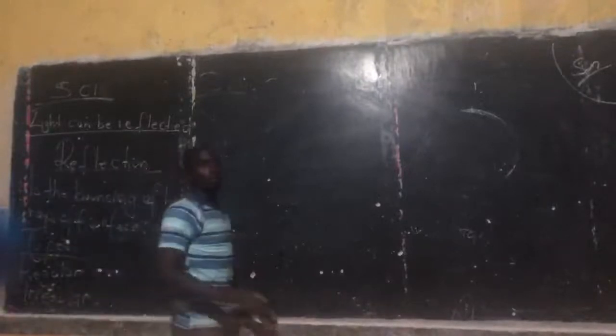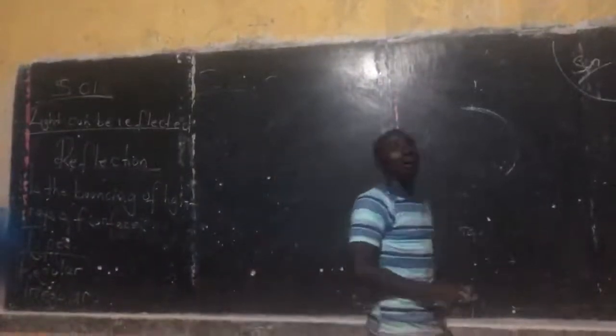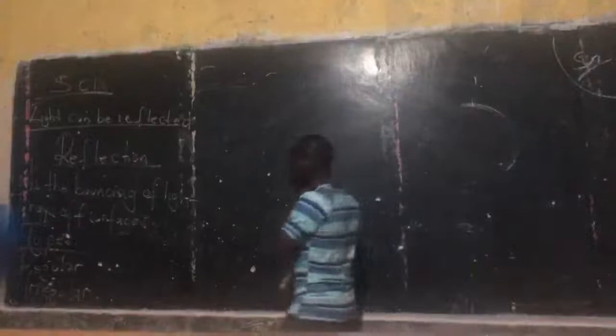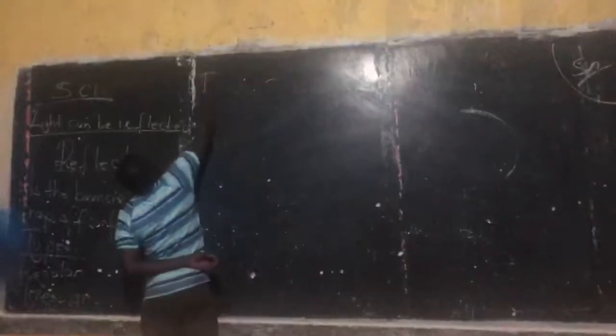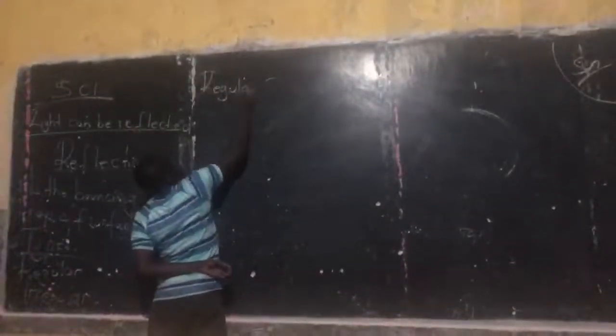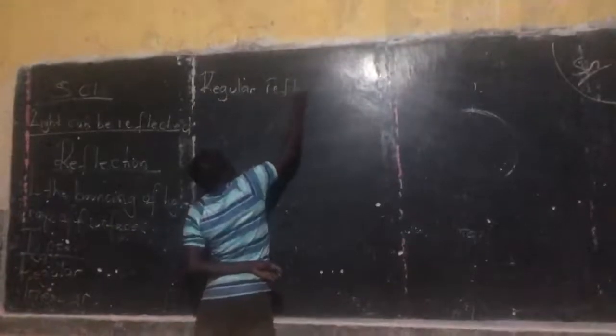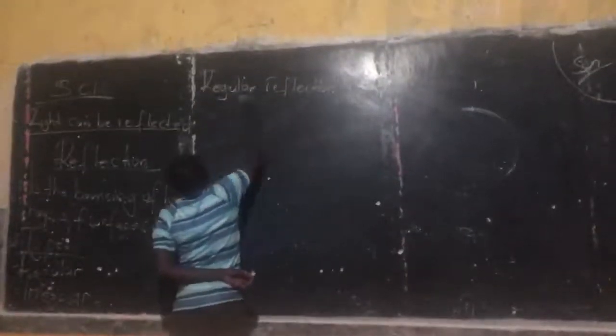Now the types of reflection. We have the regular and the irregular. So we have two types of reflection: the regular reflection and the so-called irregular reflection. Let's start with the regular reflection. What is a regular reflection?